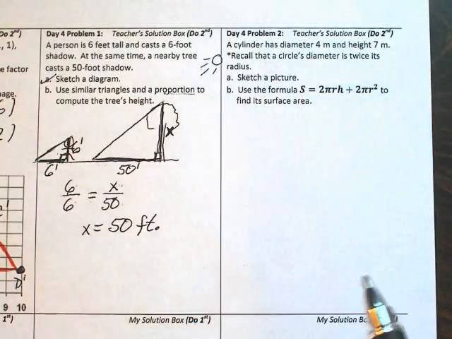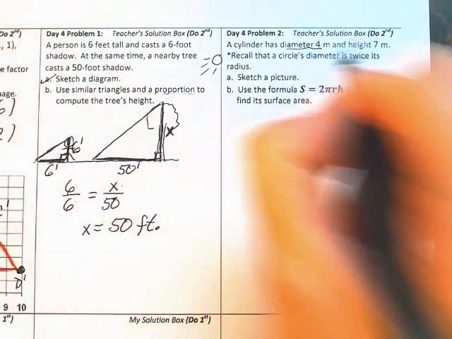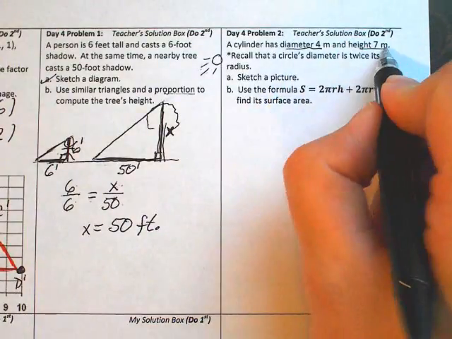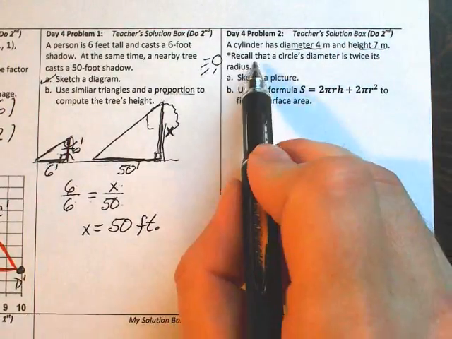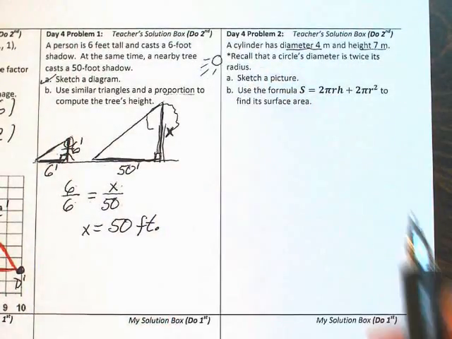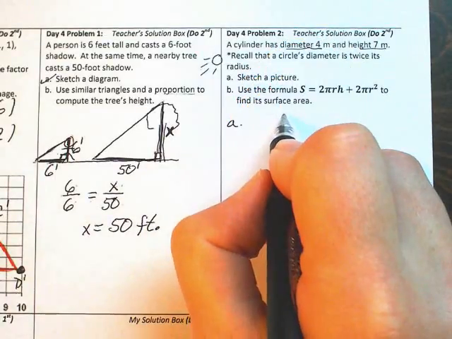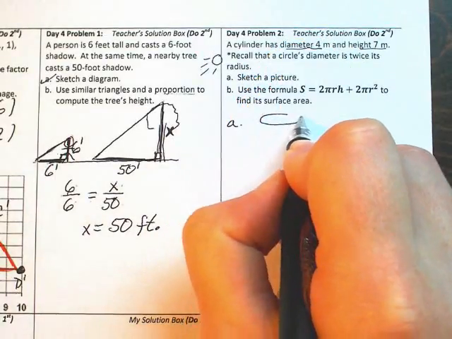Now, day 4, problem 2. A cylinder has diameter 4 meters and height 7 meters. Recall that a circle's diameter is twice its radius. Part A, sketch the picture. And so here is a picture of a cylinder.